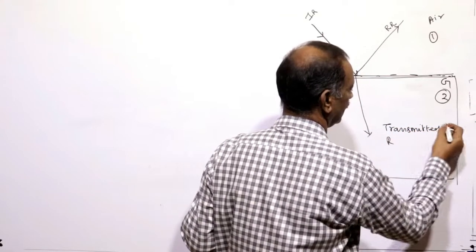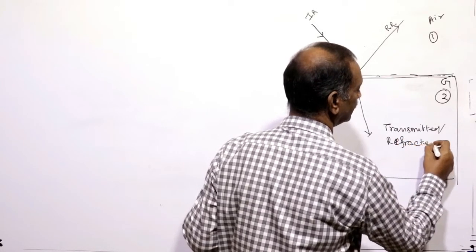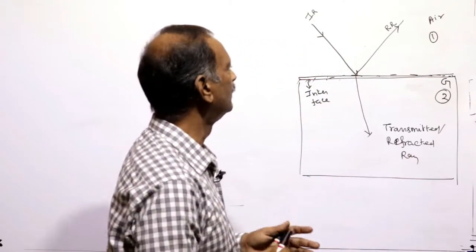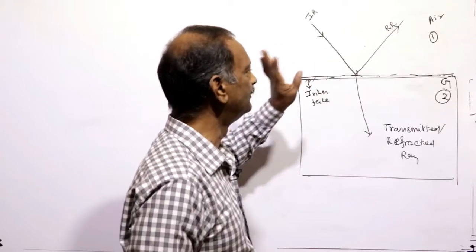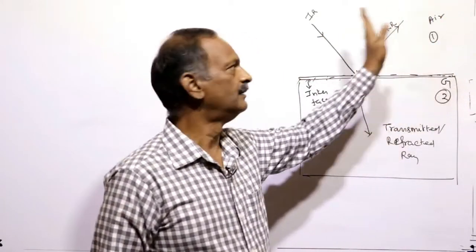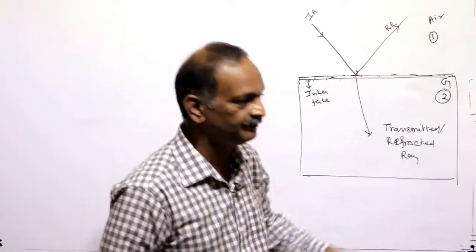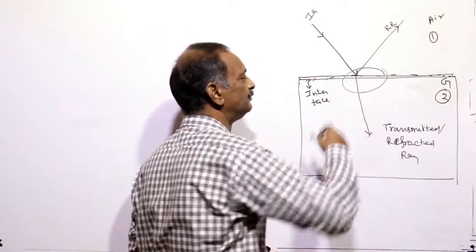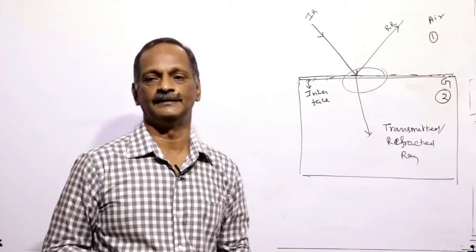So it is called the transmitted or refracted ray. When light is incident on the interface between two media, a part of the energy is reflected back into the original medium, the same medium itself. Part of the energy is refracted or transmitted to the second medium, and part of the energy is absorbed by the interface itself. That is called absorption of energy.